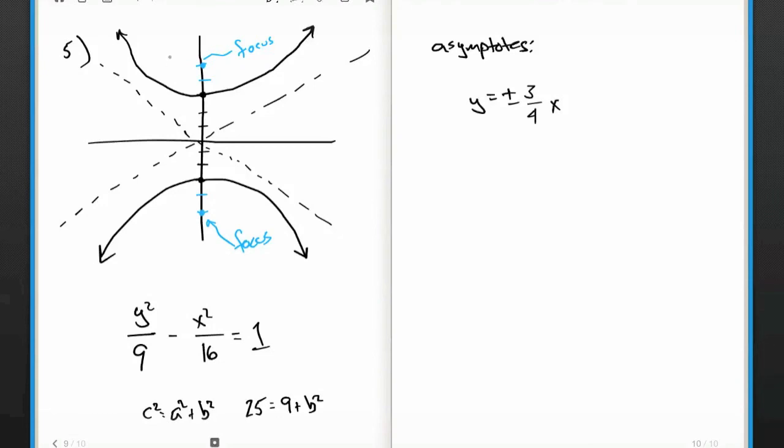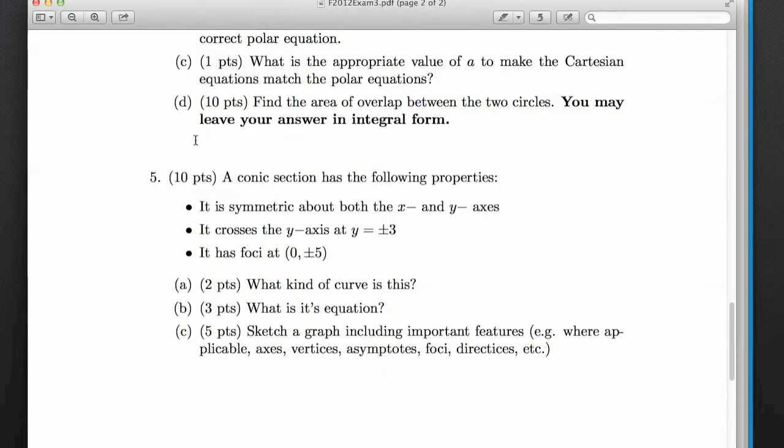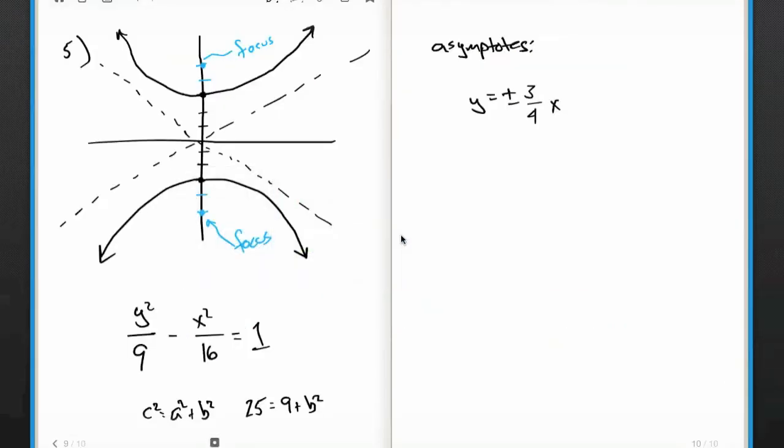And pretty much if you get the sketch right and the asymptotes right, you'll get full credit for that. Let's see what else. That's about it. Sketch a graph where appropriate: axes, vertices, directrices, etc. So I'm going to be pretty liberal with that because I just wanted to get the asymptotes because that really helps you draw it. Okay, that's the solutions.